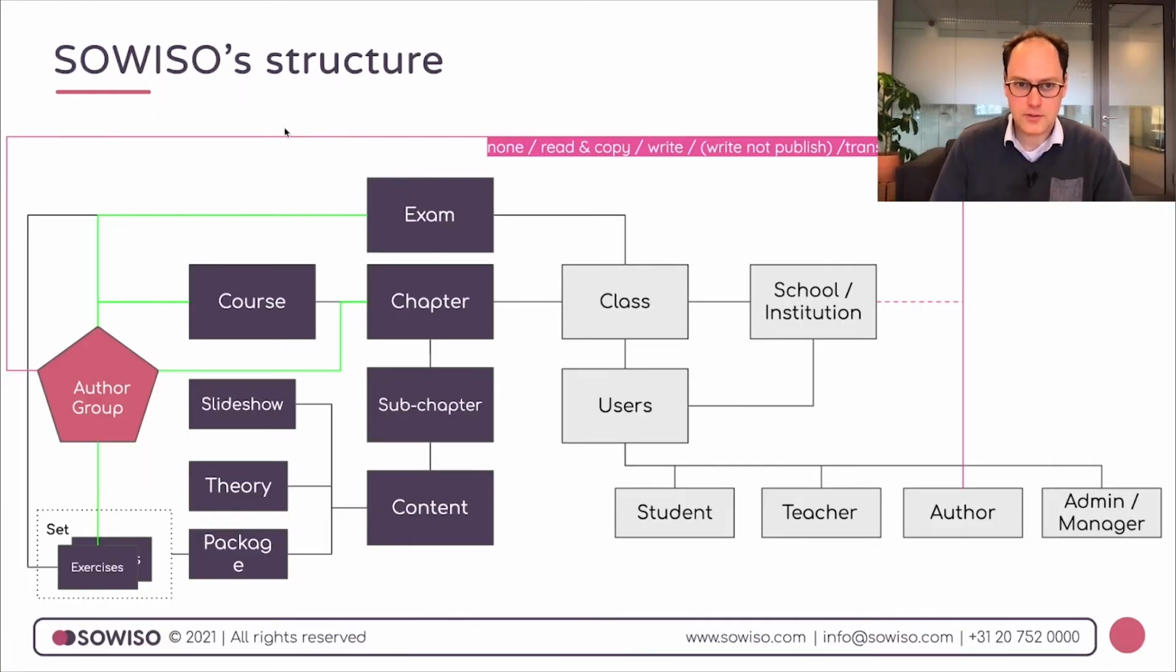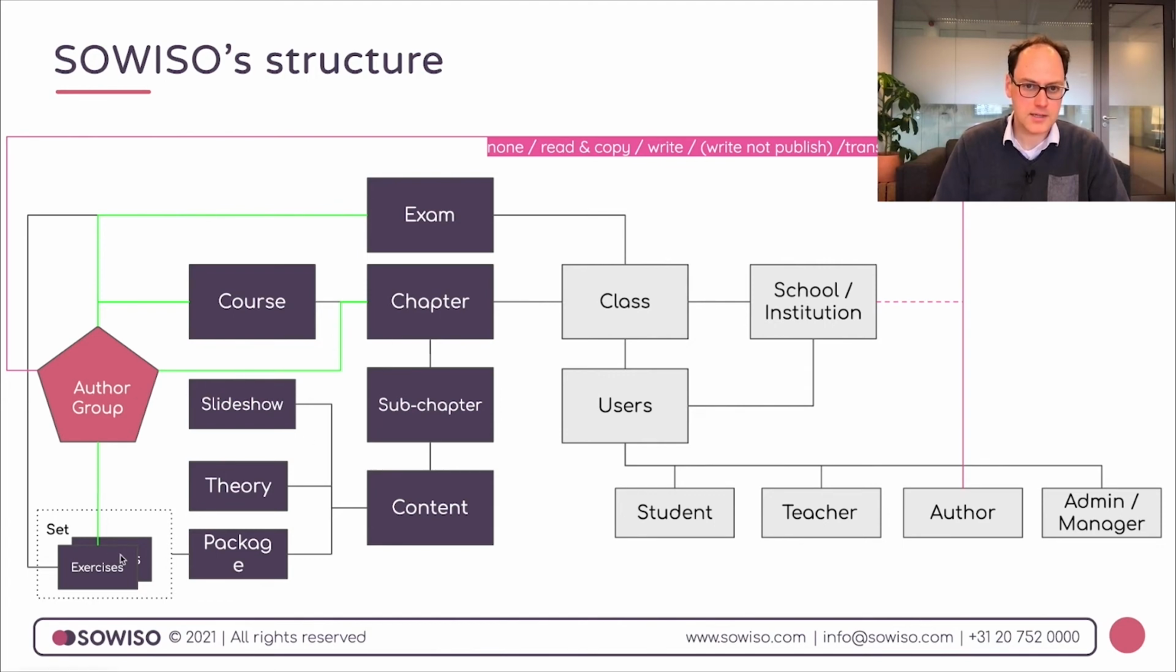The way the Sowiso content or system is structured is displayed in this diagram. On the right hand side you see the world of the users, and on the left hand side you see the world of the content. Users can have different roles like student, teacher, author, or admin. They are collected in a class, and a class is attached to a school. Then the teacher decides on class level what chapters are available in his class.